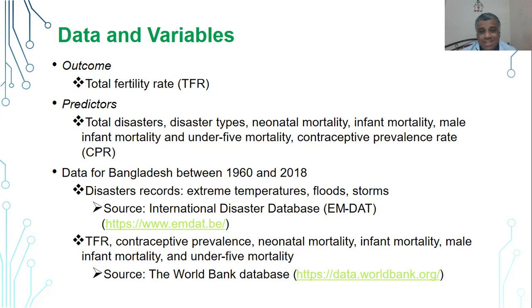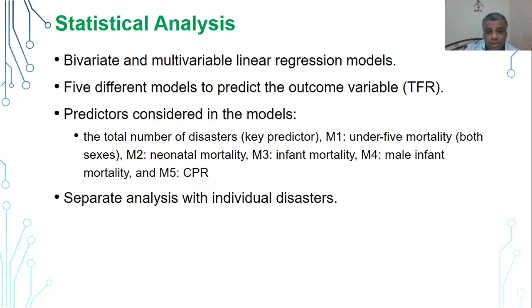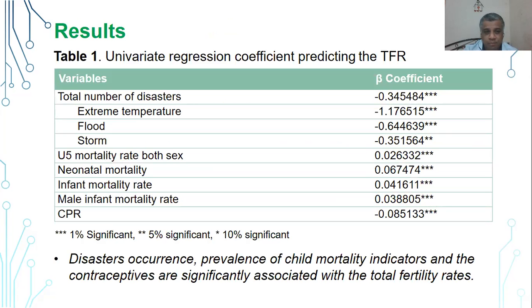For data and variables, our outcome variable is total fertility rate, and we use many predictors like total disasters, disaster types, neonatal mortality, infant mortality, male infant mortality, under 5 mortality, and the contraceptive prevalence rate. We collected data for the period 1960 to 2018, from EM-DAT and also from the World Bank, and this data is freely available to download and to do any research. In the statistical analysis, we use bivariate and multivariate linear regression models. We use 5 different models, including mortality differentials, different types, and including disaster types and total number of disasters. We also had a separate analysis for individual disasters.